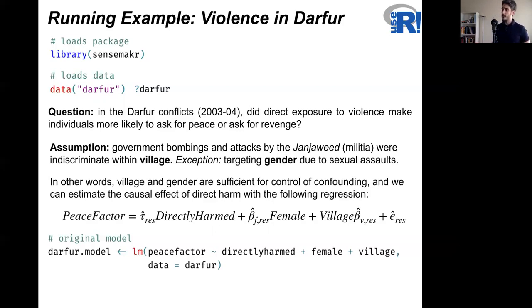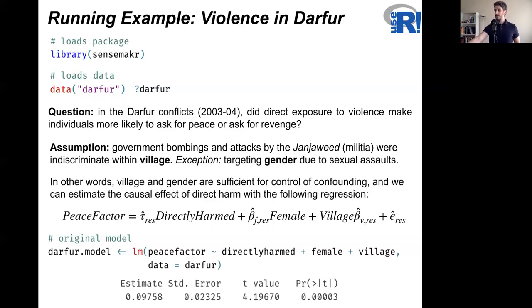And we can run this regression in R using the lm function and save the results in this object called darfur model. And according to this model, we find a large and statistically significant effect, suggesting that those who were directly harmed became on average more pro-peace, not less.